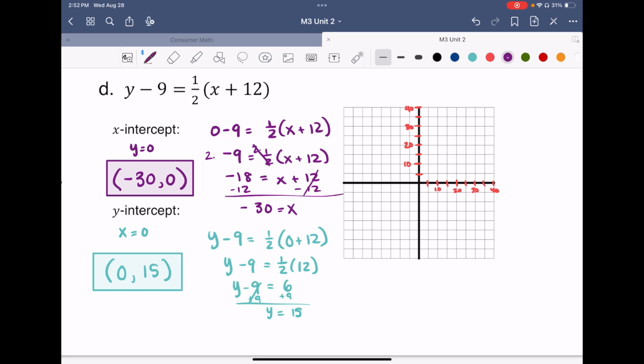So if I have (-30, 0), that's going to be 5, 10, 15, 20, 25, 30 right there. And then my y-intercept is going to be positive 15, 5, 10, 15 right there. Connect those points, and there's my graph.